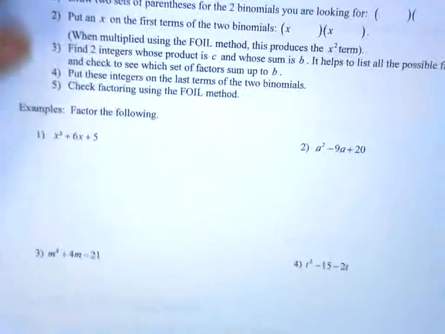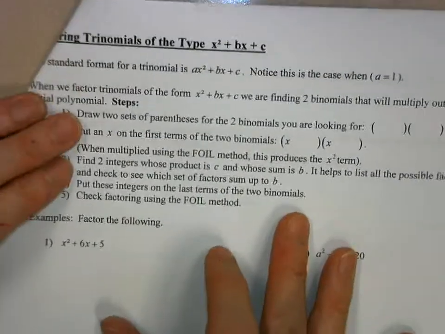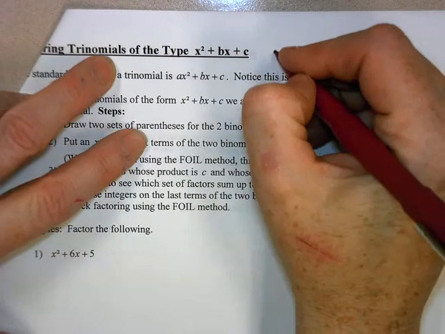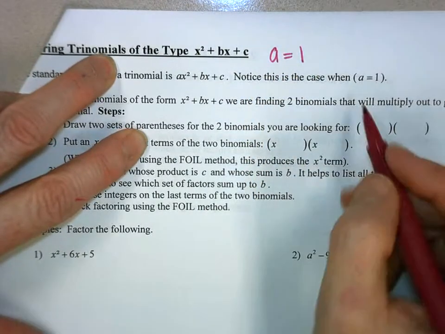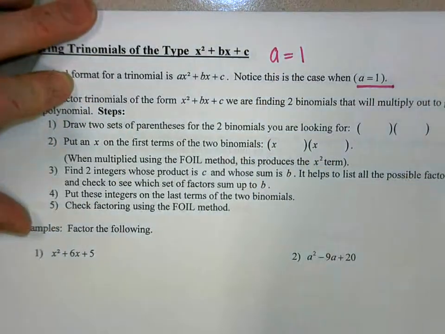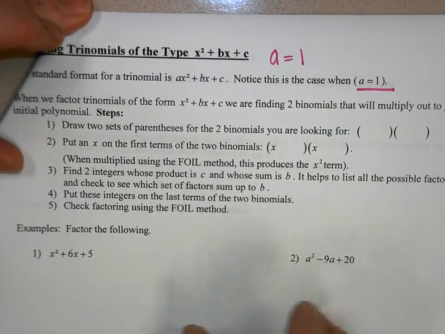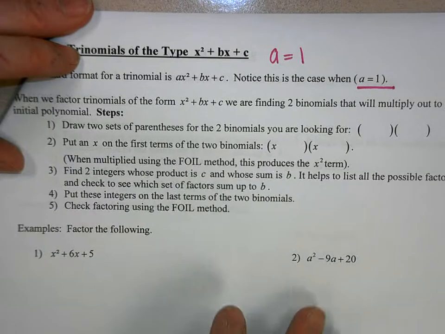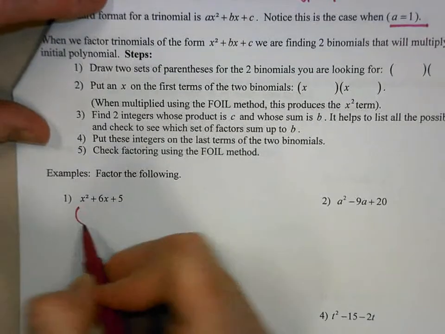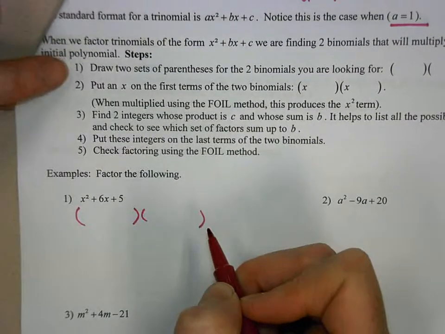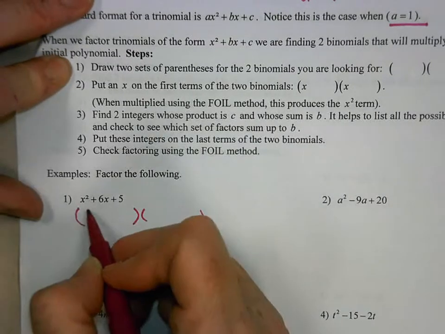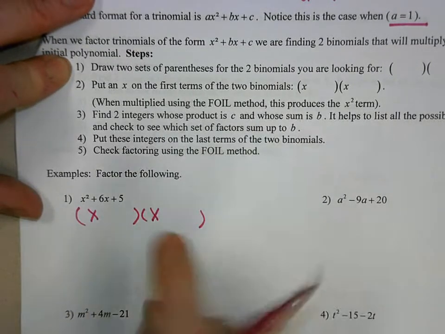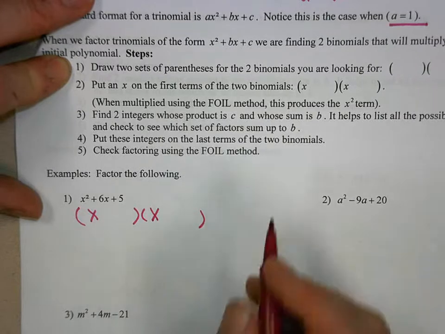So we're going to factor a trinomial where a equals 1. That's the big thing, and that's the big point in this section. Here's how we do it. We have 3 terms. We want to break them apart. So the first thing I do is draw 2 sets of parentheses. I'm following the steps. Then I'm going to put x's in them. Now I just have to find the missing pieces.